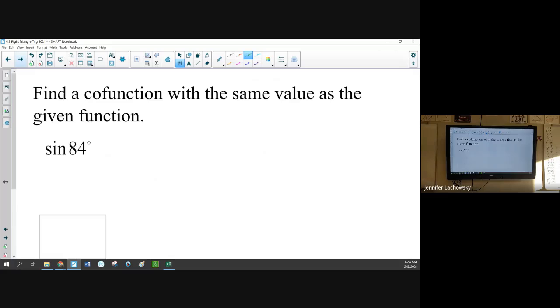All right, so find a cofunction with the same value as the given function. Write down sine of 84 degrees. Notes.